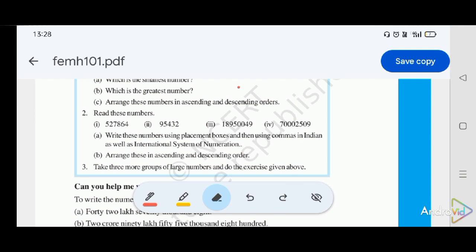I have written these numbers now in the Indian system of numeration. Now I am going to write these numbers according to the international system of numeration. The first number, so it is 527,864.